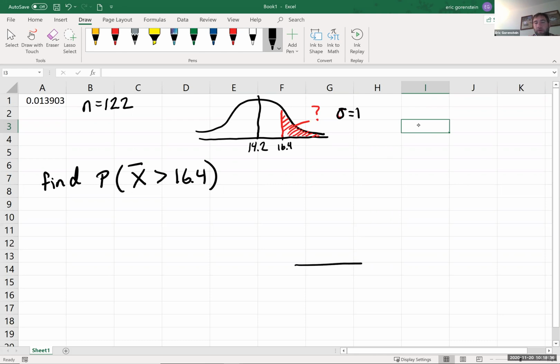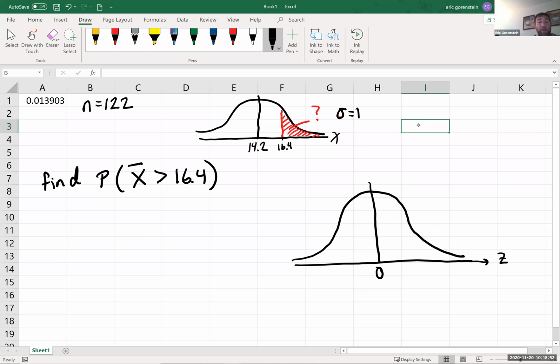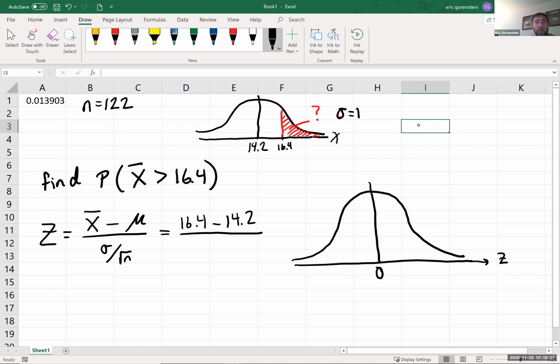So it's the same graph. It's the same normal distribution shape, except we have to use z-scores. These are x values, those are z-scores. So we have to use z equals x bar minus the mean divided by the standard deviation over the square root of n. And we're given all four of these numbers in the problem. The sample mean is 16.4. The population mean is 14.2. The standard deviation is 1. And n is the sample size, 122.